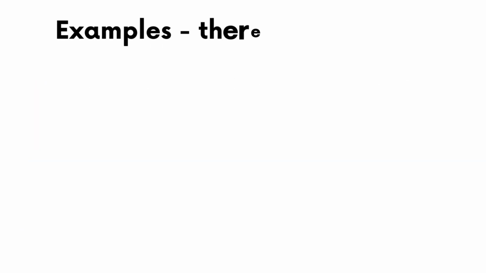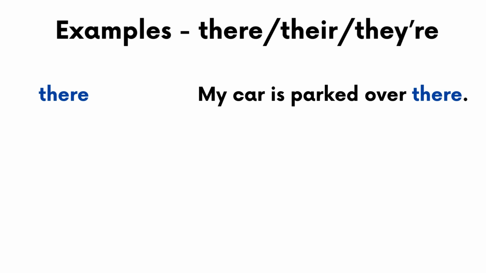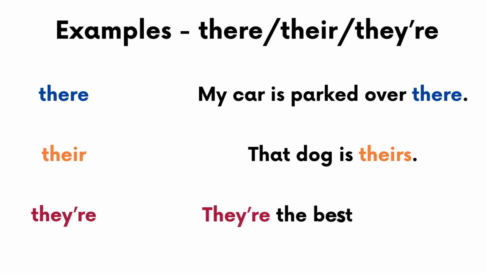Here are examples using all three. My car is parked over there. There is the location. That dog is theirs, meaning they own that dog. And they're the best dancers on the team, meaning they are the best dancers on the team.